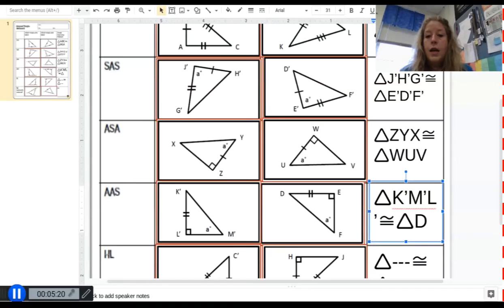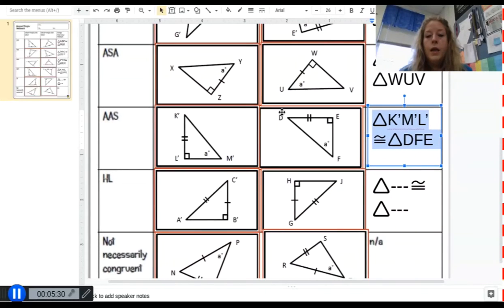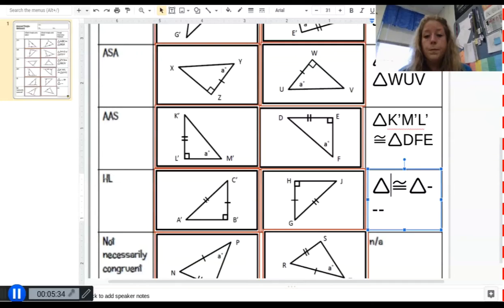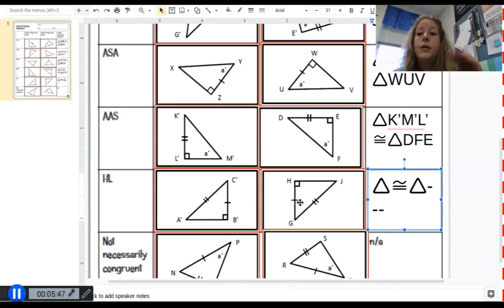Hypotenuse leg. This one has to be a right triangle, hence the word hypotenuse. So we have the hypotenuse marked and one of the legs. This might look like to you as angle side side because it's an angle with two sides marked around it. But remember, angle side side doesn't work unless it's a right triangle, which is why they gave it a special name, hypotenuse leg.